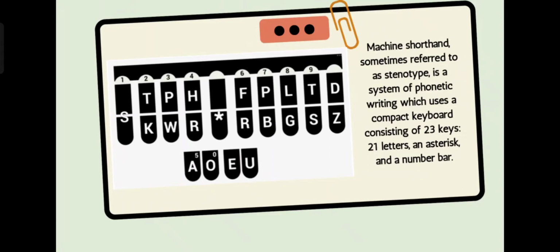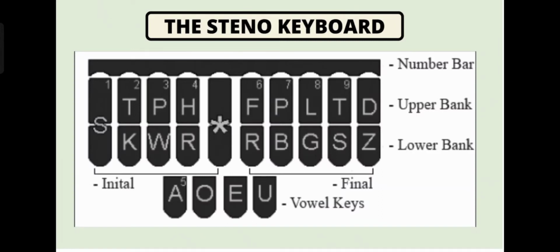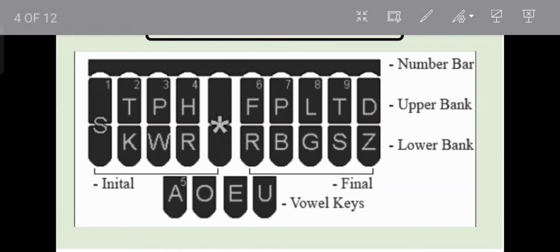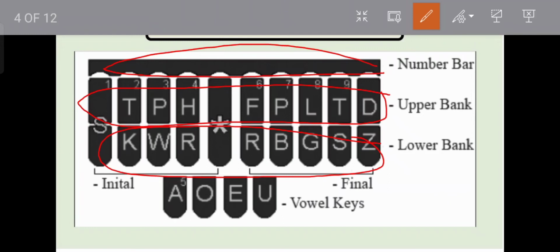We have the number bar, the upper part, the keys, 21 letters, and the asterisk. So here is the form of your steno keyboard. The upper one, or the upper bank, is called the number bar. This is your number bar. And then here, this is the upper bank. And this one here is the lower bank.